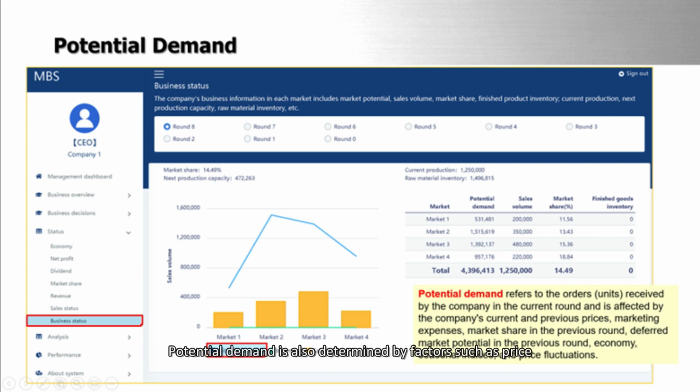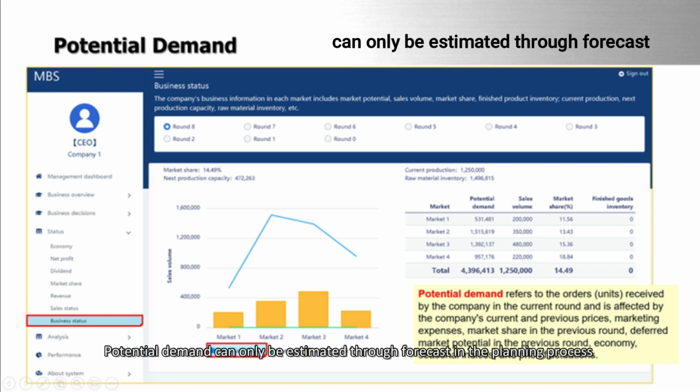Potential demand is also determined by factors such as price, marketing strategy, and R&D activities. These factors exist in the environment internal to the company itself and also impact how much a certain product is desired and will be purchased by the consumers.